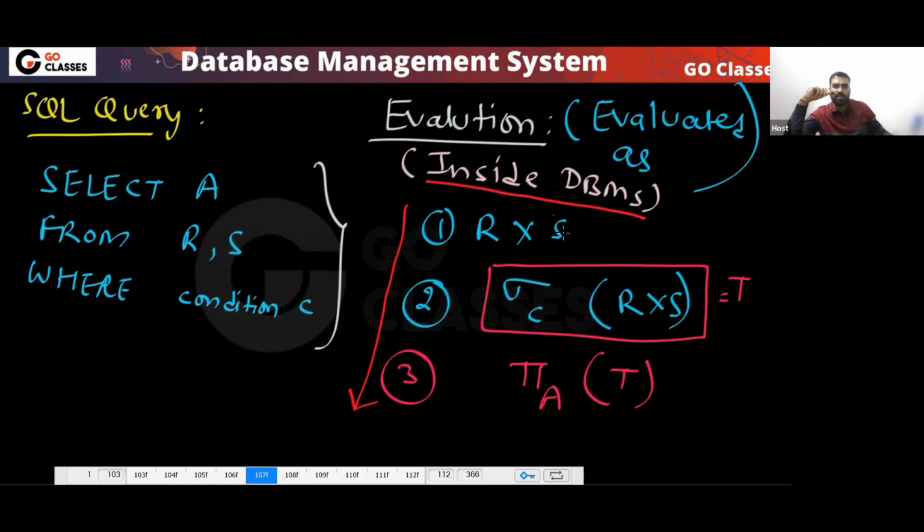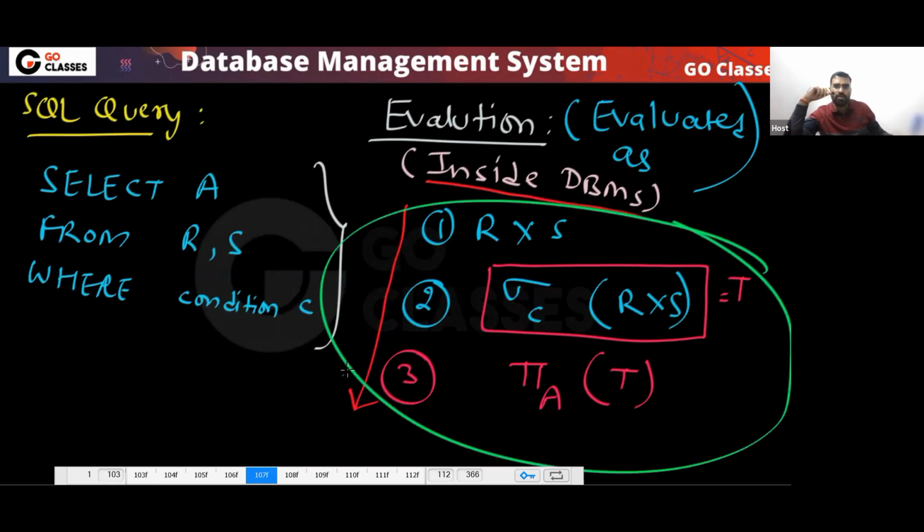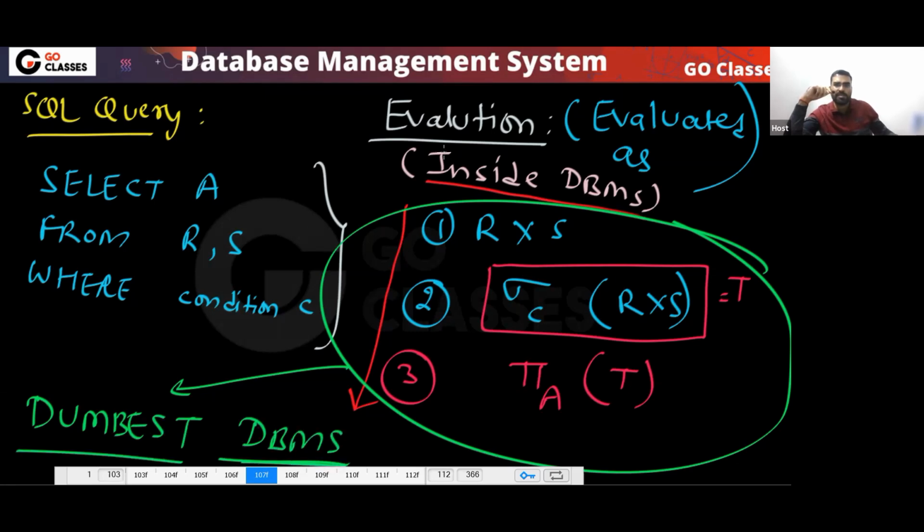So this will be the dumbest software. You can notice, if this happens, then that is the dumbest DBMS software. Is this clear? Did you understand why? That will be the dumbest software if you are doing the cross product blindly, if you are doing the cross product directly. This is the one reason.